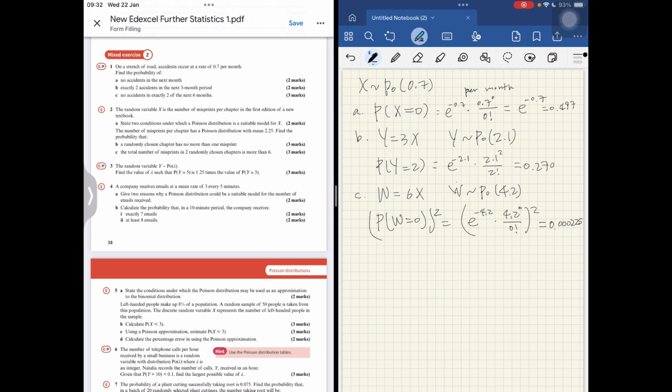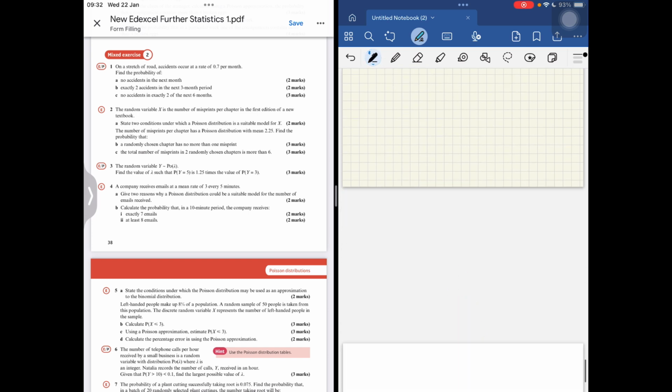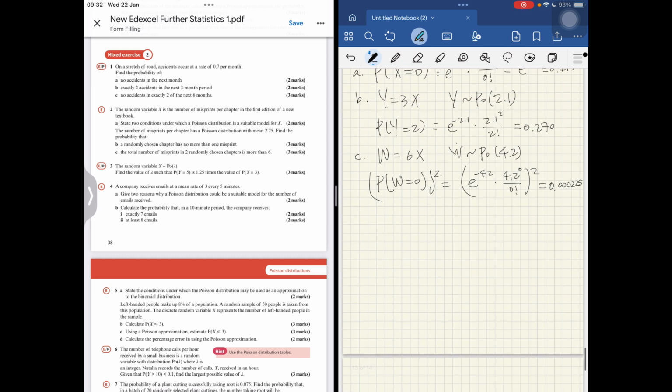And let's go to number 3. Now we have P(Y equals 5) is 1.25 times P(Y equals 3). Now we don't know what lambda is. So e to the power of negative lambda, lambda to the power of 5 over 5 factorial becomes 1.25, which is 5 over 4, times e to the power of negative lambda, lambda to the power of 3 over 3 factorial.